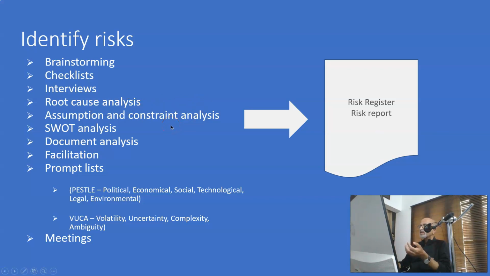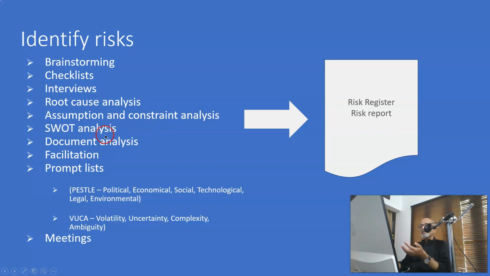Assumption and constraints analysis will reveal risk, because every assumption is a risk. Because it can be a variable risk, because things need not go as per the assumption. Every constraint is a risk.